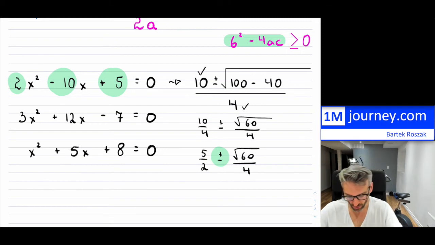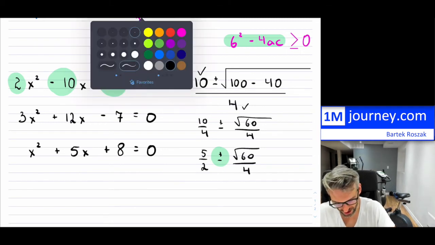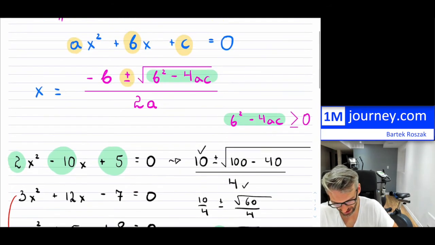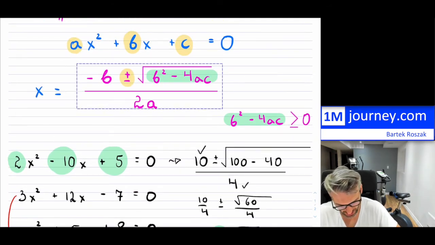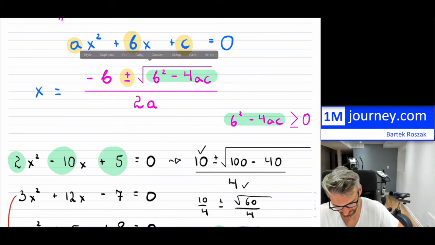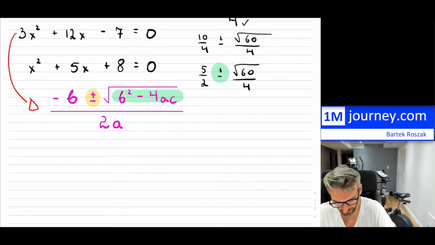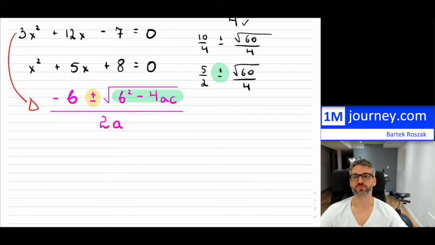Now, for the second one that you have, let's try to apply the formula to this equation. All right, so that's what we have there. I'm going to just copy this so that we can see it. So there you have it. And now let's try to substitute everything back in here and see what we get.